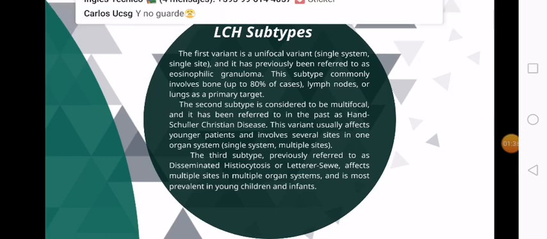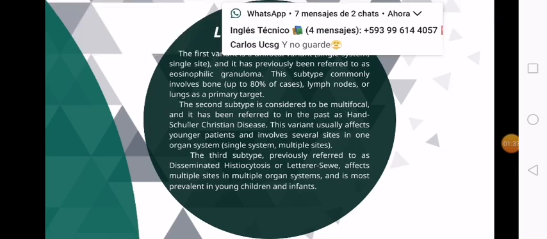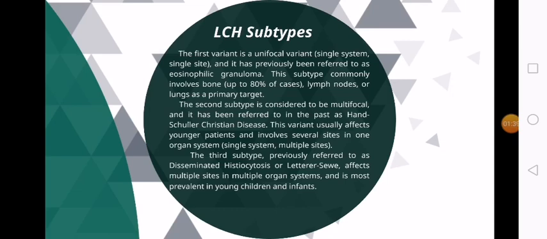The second subtype is considered to be multifocal, and it has been referred to in the past as Hand-Schüller-Christian disease. This variant usually affects younger patients and involves several sites in an organ system. The third subtype, previously referred to as disseminated histiocytosis or Letterer-Siwe disease, affects multiple sites in multiple organ systems.